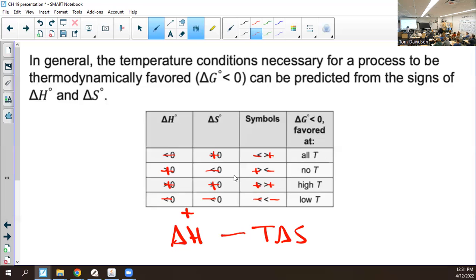All right, and then negative, negative, that's only at low temperatures. Because you're going to have a negative number minus a minus, which means you're really going to be adding, right? And so now we need to keep the T term low in order to get something spontaneous. Okay, if that clicked in your head, you're due for a 40 on the ACT.